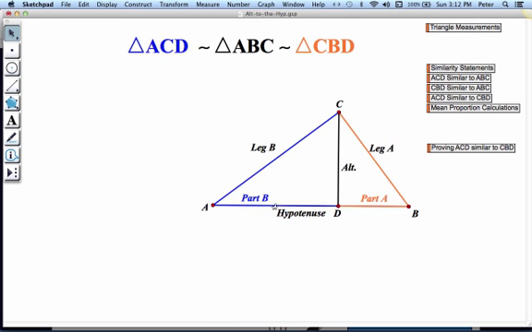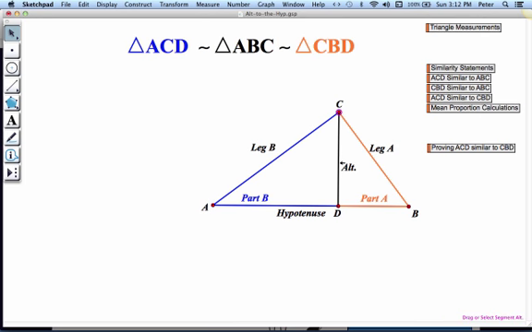And it starts like this. The side that is opposite angle A in the large triangle we refer to as leg A. The side that is opposite angle B, again in the large triangle, we refer to as leg B. And the side that is the hypotenuse we just call the hypotenuse, and that's opposite angle C.